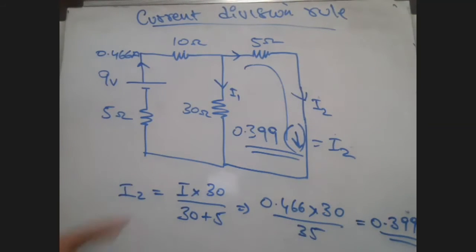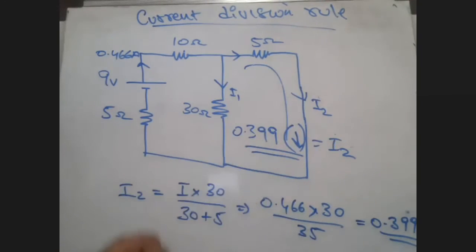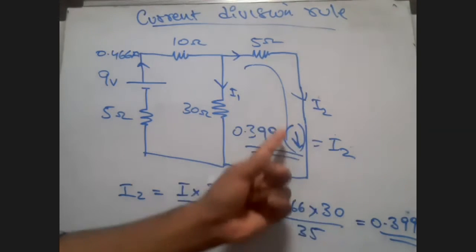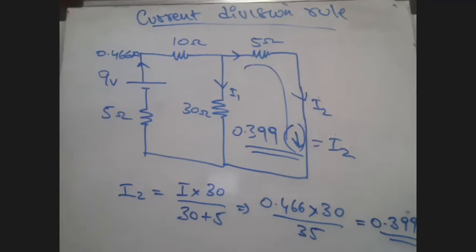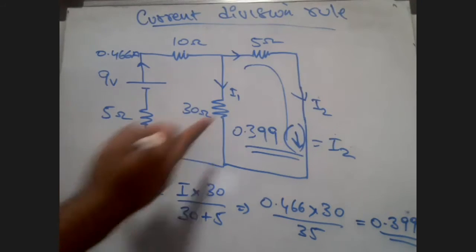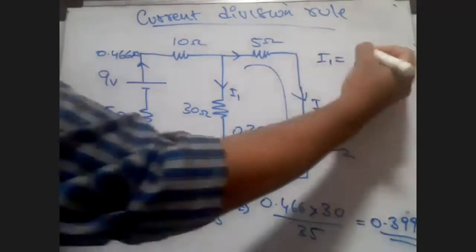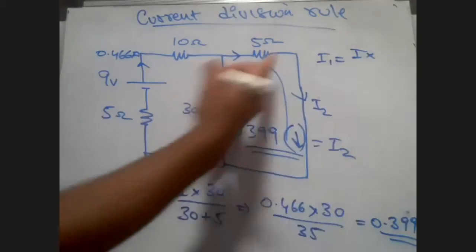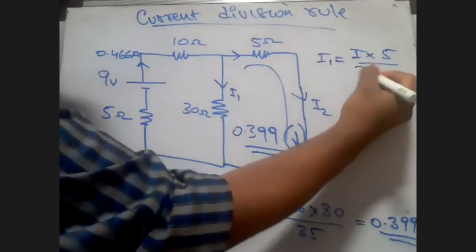In that case, the person who is validating your exam sheet can simply see the diagram. This person has mentioned I2 here, the value of the current here, and the direction of the current here. These three things are very essential and very scoring. Similarly, if you want to find I1, you can find it using the current division law. I1 will be the incoming current I into the opposite resistor 5, upon total resistance, that is 30 plus 5.